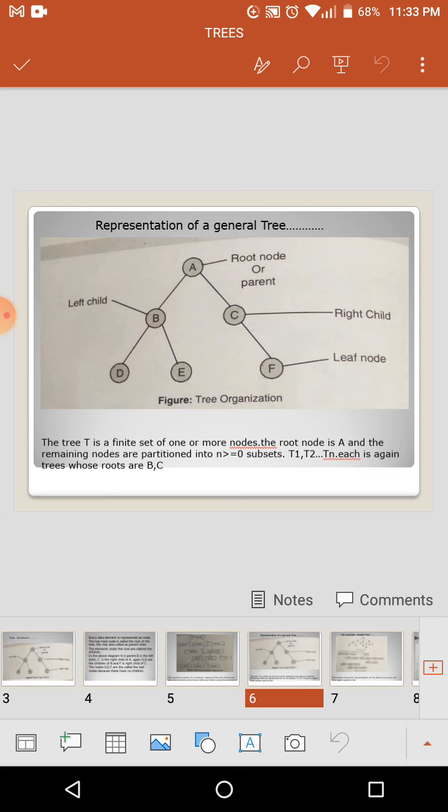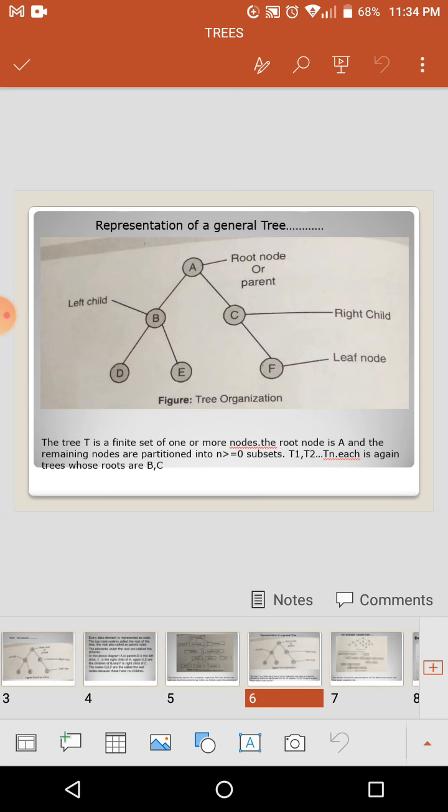The root node is A, and the remaining nodes are partitioned into n greater than or equal to 0 subsets. So a tree might be divided into n number of subtrees, T1, T2 up to Tn. Here T1 is the left child, and again it is a tree. B is again a tree, and B has two children, D and E.